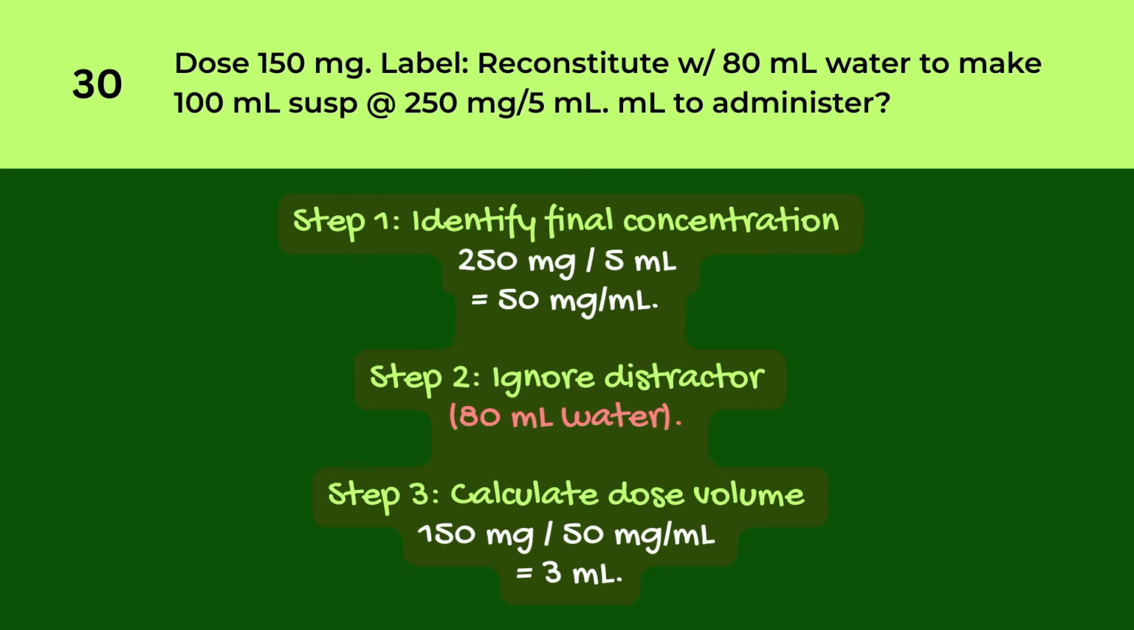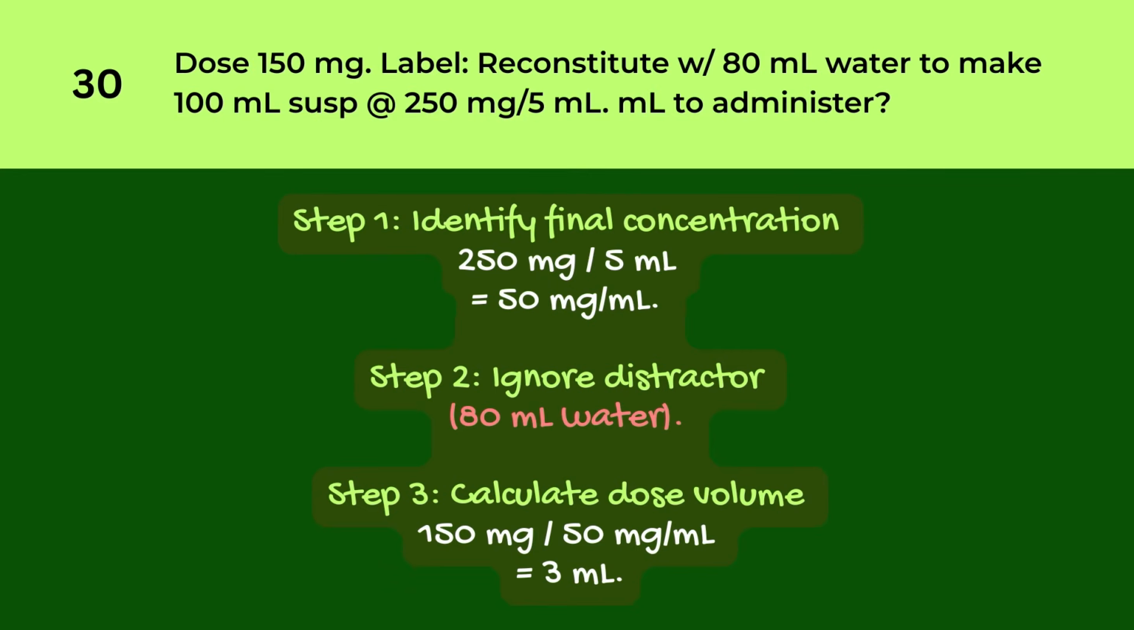The instruction to add 80 milliliters of water is just a distractor. We only care about the final concentration, which is 250 milligrams in 5 milliliters. We can set up a proportion. 250 milligrams over 5 milliliters equals 150 milligrams over X. Or simplify the concentration to 50 milligrams per milliliter. Then, 150 milligrams divided by 50 milligrams per milliliter gives us our answer. That calculation results in 3 milliliters.